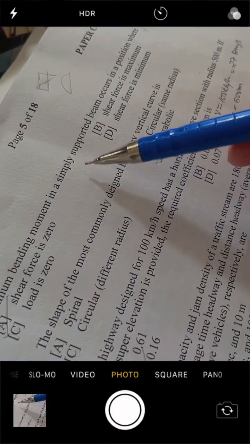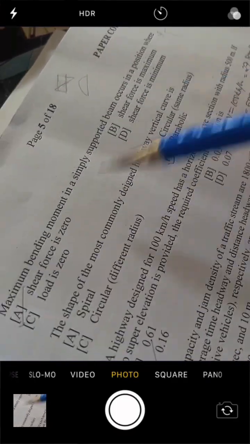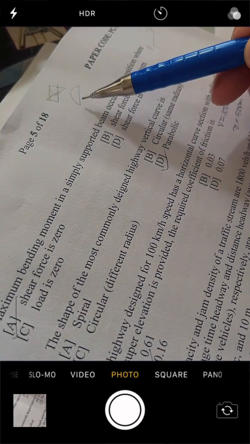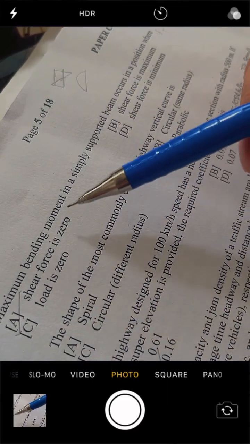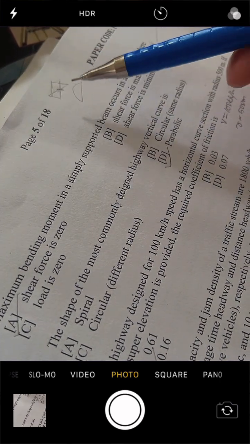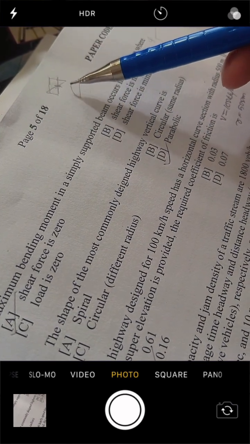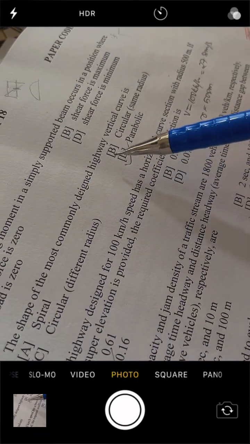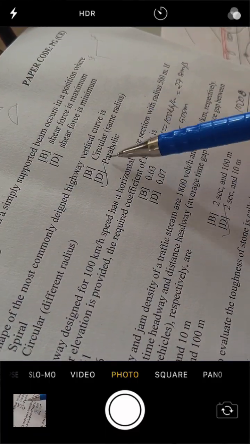It's time for question number 15. Maximum bending moment in a simply supported beam occurs in the position where we know that shear force, this is the shear force diagram and this is the bending moment diagram. The maximum bending moment in the simply supported beam occurs where the shear force is 0. So you can see that here the shear force is 0. So here the maximum bending moment will occur. The shape of the most commonly designed highway vertical curve is parabolic.